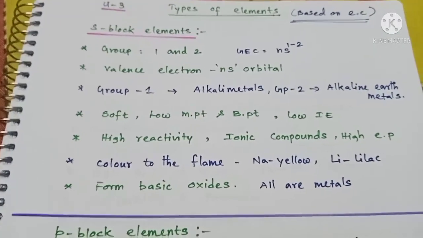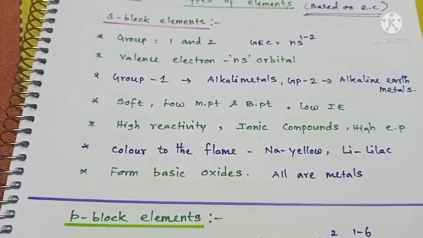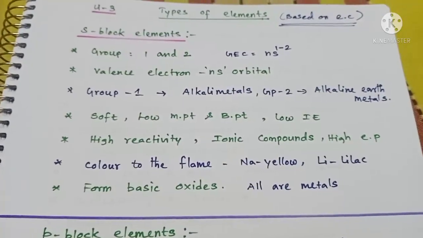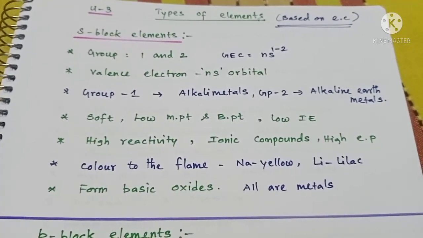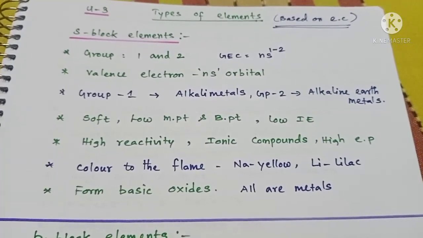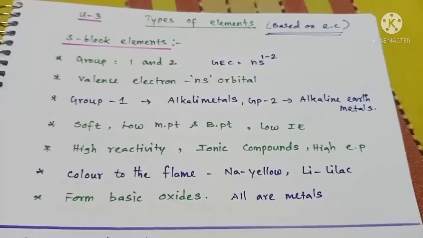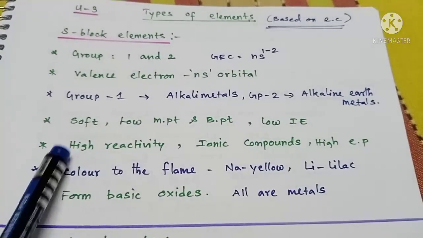Group 1 consists of lithium, sodium, potassium, rubidium, cesium and francium. Group 2 consists of beryllium, magnesium, calcium, strontium, barium and radium. In both groups, the last element is radioactive in nature. So what are the general properties of S block elements?